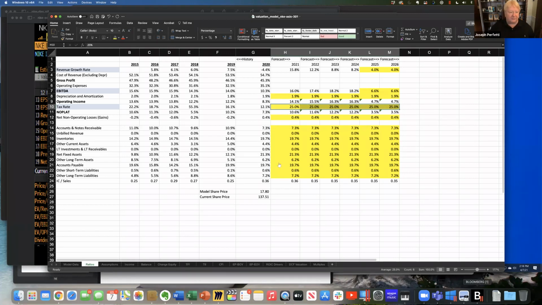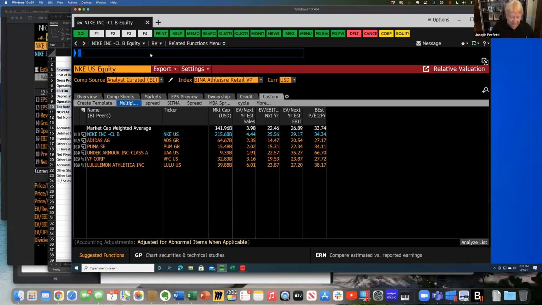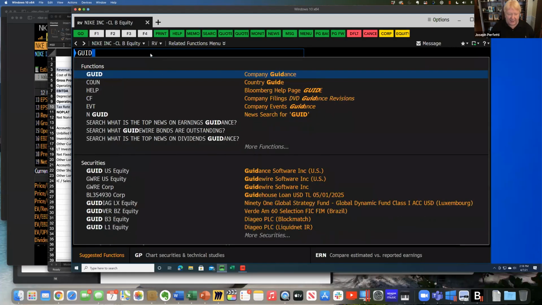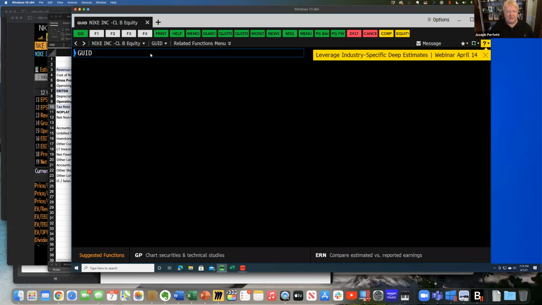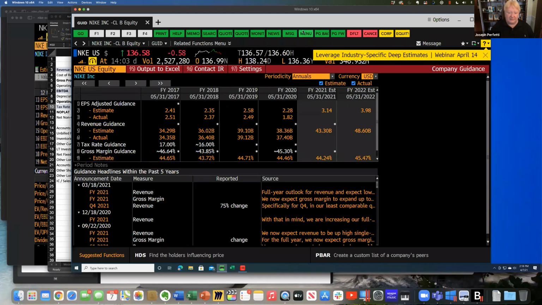Again, I'll go to Bloomberg. When you're on the company, GUID is company guidance, right? So we can see whether or not Nike had given guidance. Last time they gave guidance for tax rate was 2018. So they haven't really given long-term tax rate guidance. So I can't use that. Secondly, I can look at transcripts of events, earnings calls, et cetera, to see if it came up. TA is the transcript analyzer.